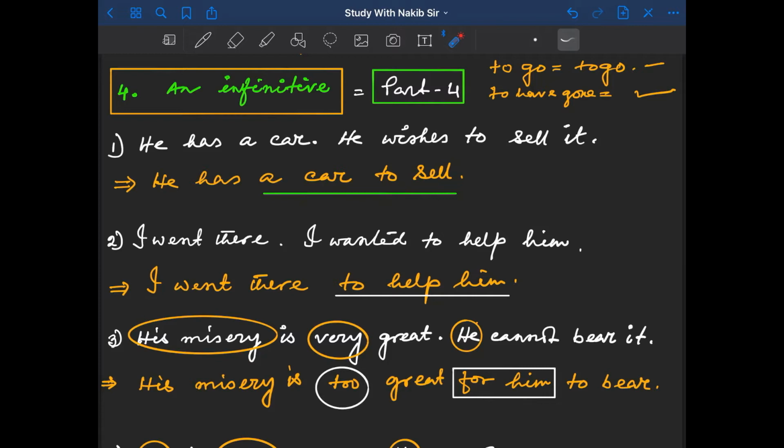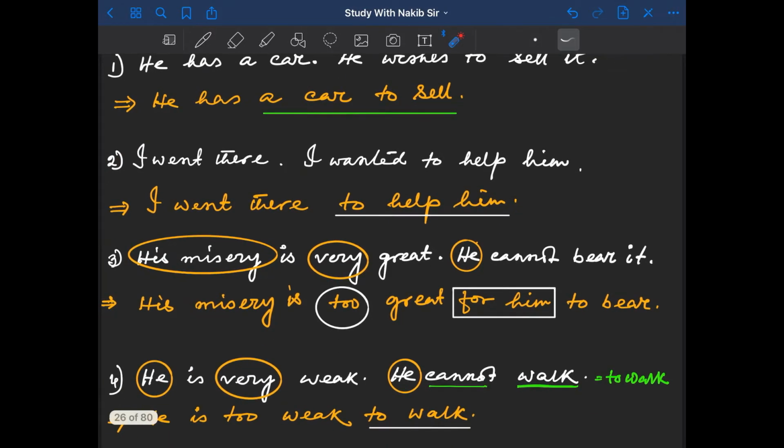Next example, example 2. See, I went there. I wanted to help him. The same person is the subject of both the sentences, so there is no problem. I went there. Why? The second sentence is the answer to this question with why. I wanted to help him.